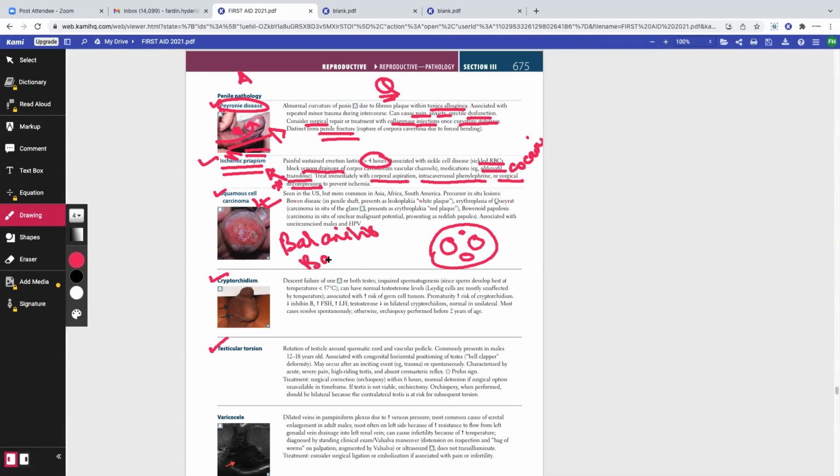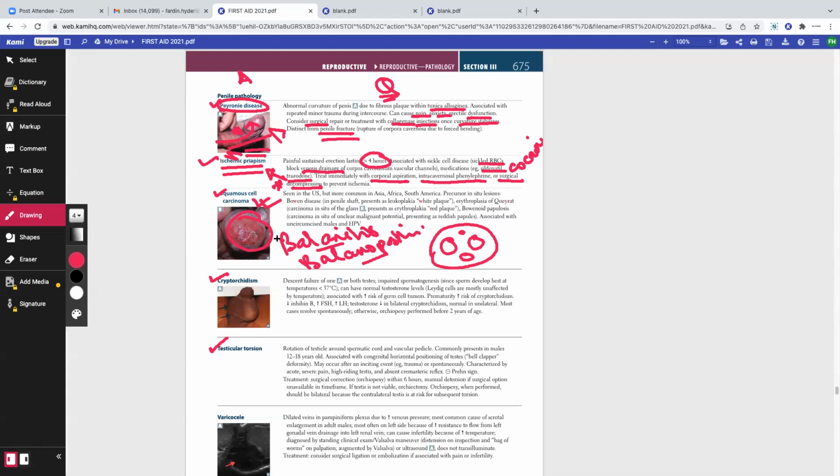What is balanoposthitis? Inflammation of the glans penis is called balanitis. Balanoposthitis is inflammation of the glans penis and the shaft. These are two terms you need to get associated with.